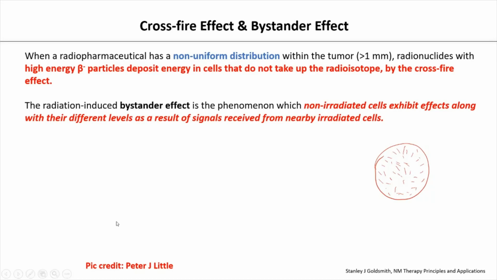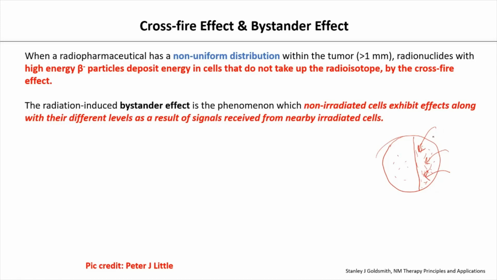But assume a situation in which the distribution of the pharmaceutical is not uniform, rather it's non-uniform in nature. Suppose this part of the tumor has a higher density of receptors over here, and this part has a lower density of receptors. So radiopharmaceuticals will bind more over here, and the irradiation of this area will be higher compared to this area. So it means that this area will be spared more than this area, but that's not the case.